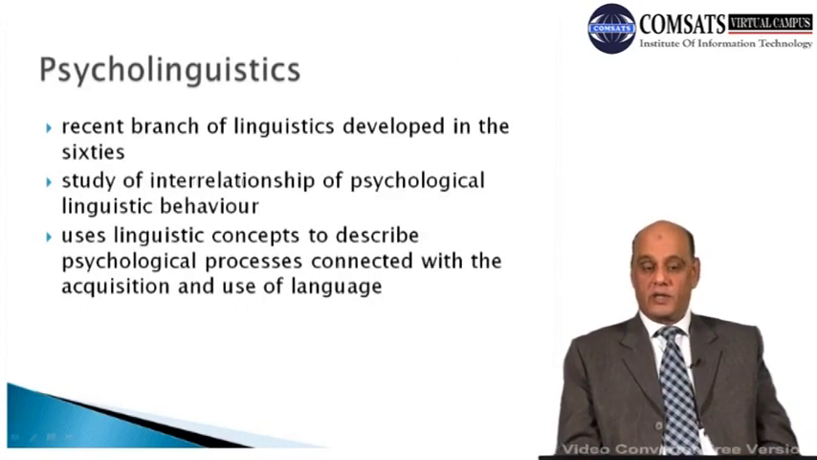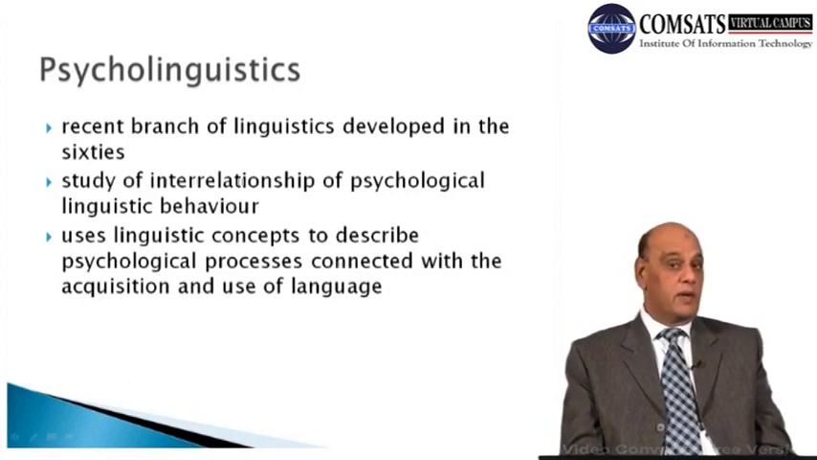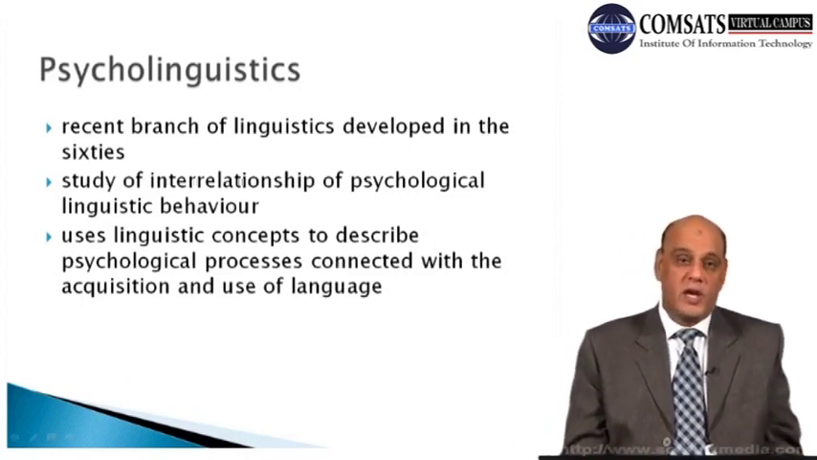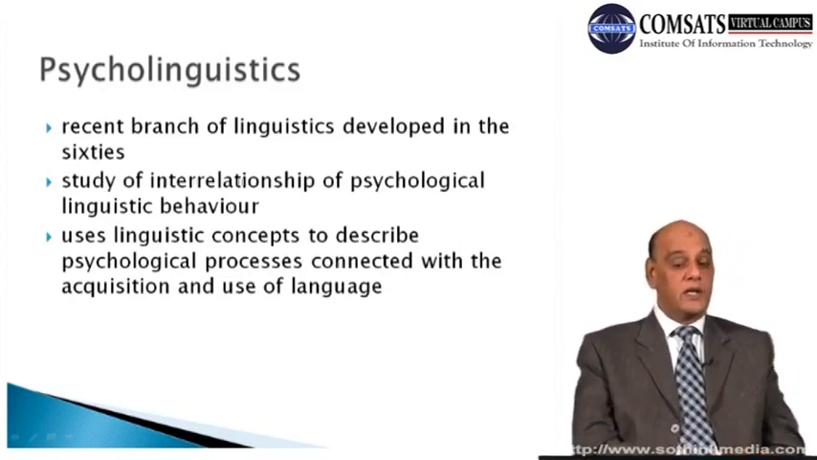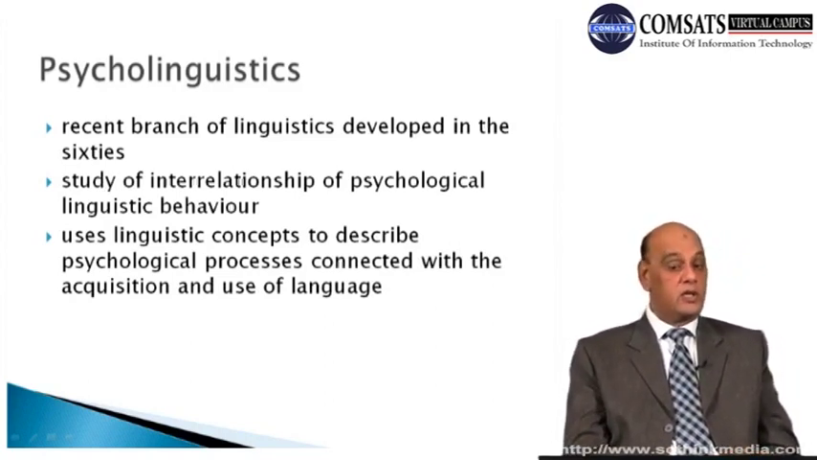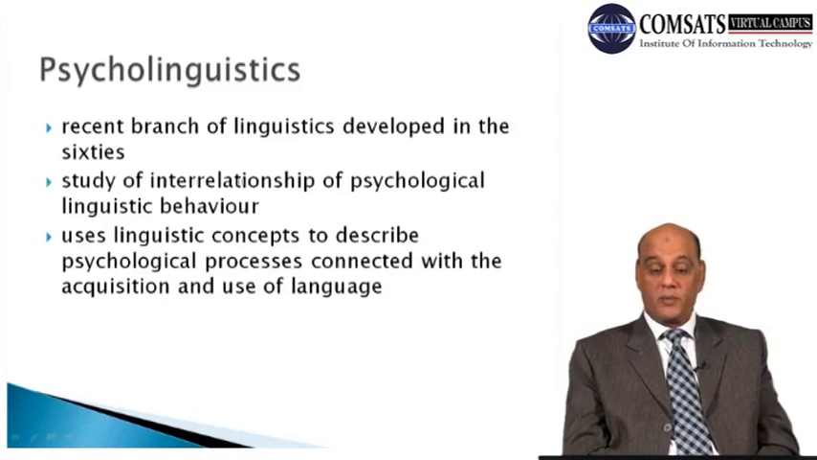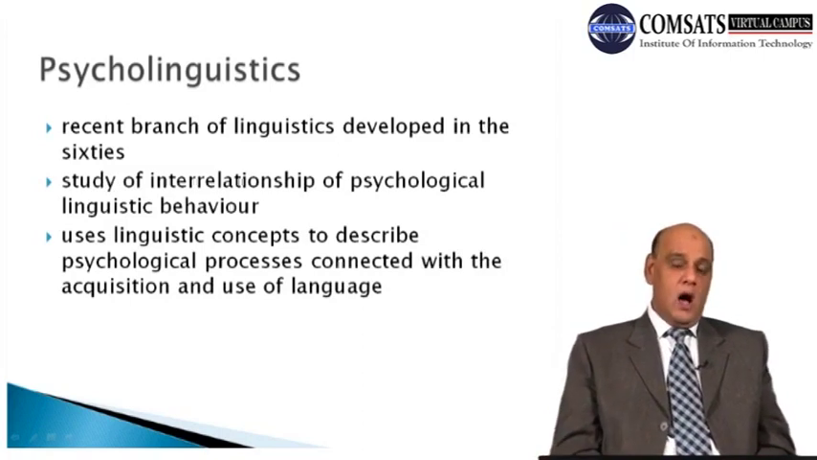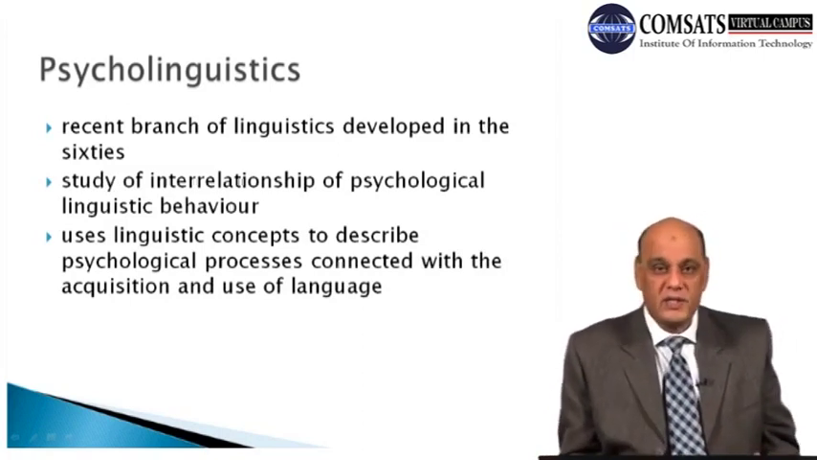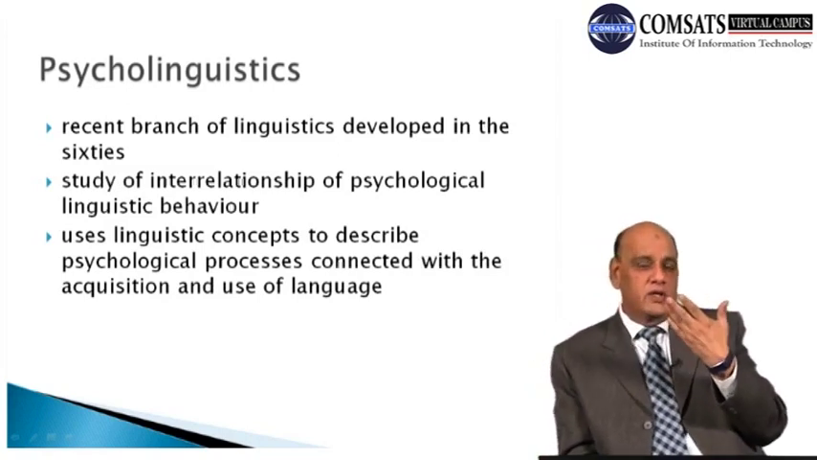What is psycholinguistics? It's a recent branch of linguistics developed in the 60s. Study of interrelationship of psychological linguistic behavior, a comparatively new branch which came up in the 1960s. It uses linguistic concepts to describe psychological processes connected with the acquisition and use of language. How your brain takes language is basically the main theme of psycholinguistics. How your brain accepts things, how your brain processes sentences, processes language, and how it is generated.